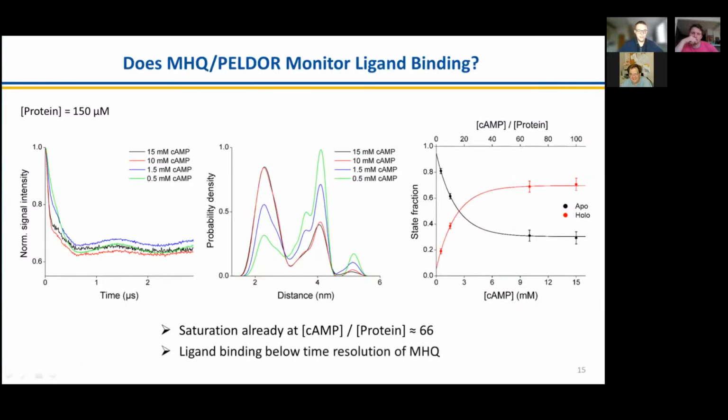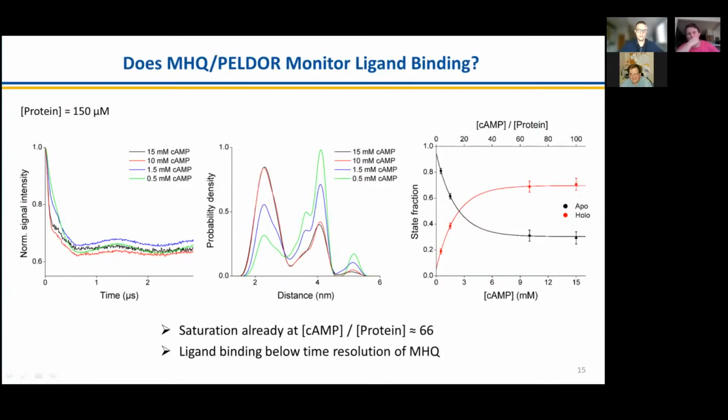Our time-resolved studies that I showed you on the slide before were conducted at 100-fold excess. So at this point, we could conclude that ligand binding is actually below the time resolution of MHQ. So in the MHQ PELDOR experiments, we did not observe the ligand binding events. So the question is still, what do we see here?